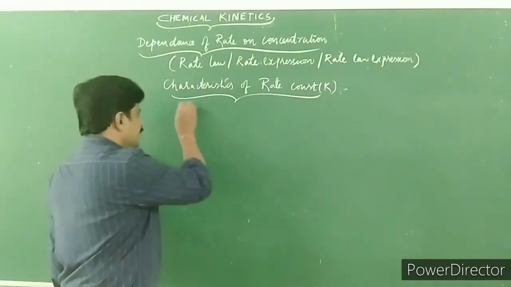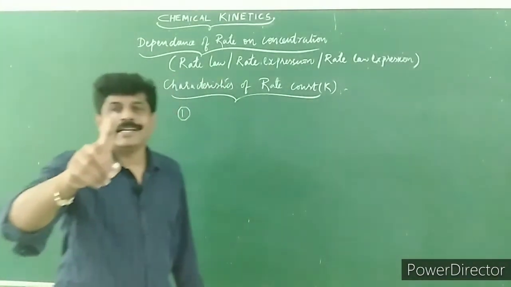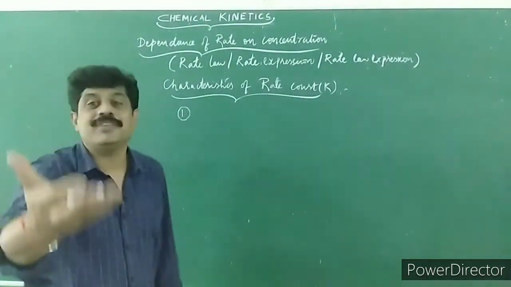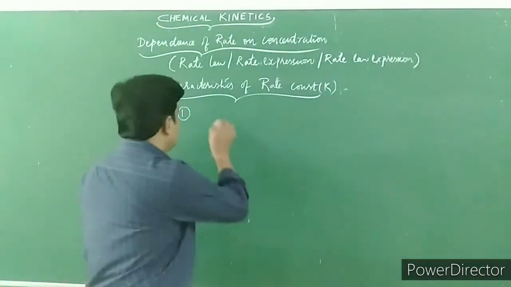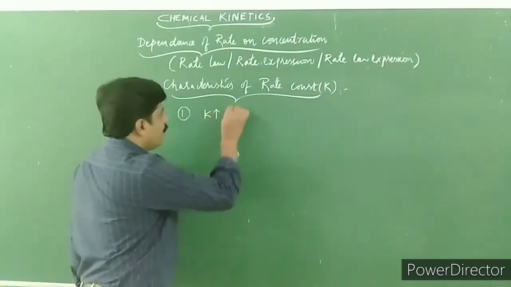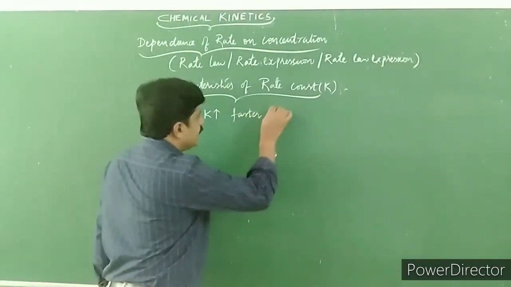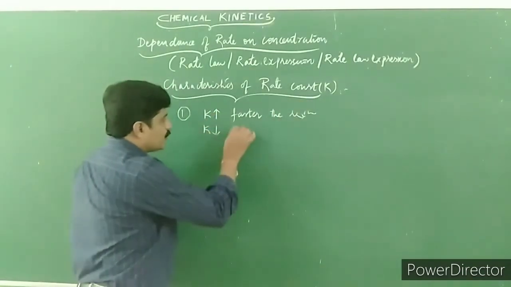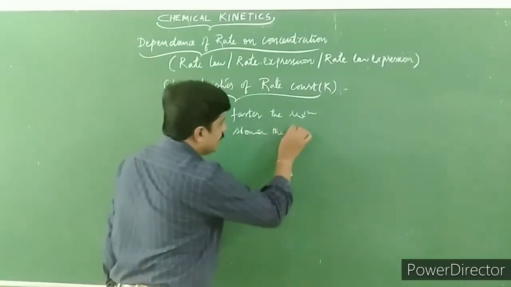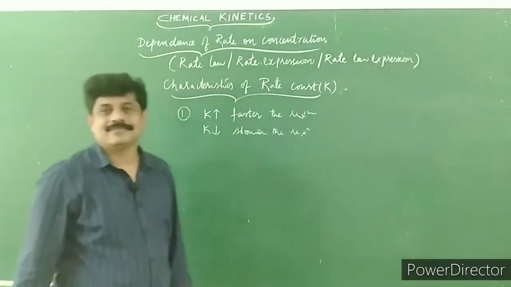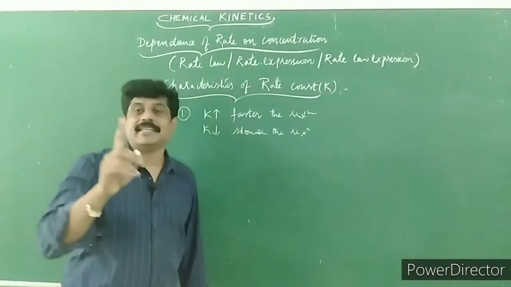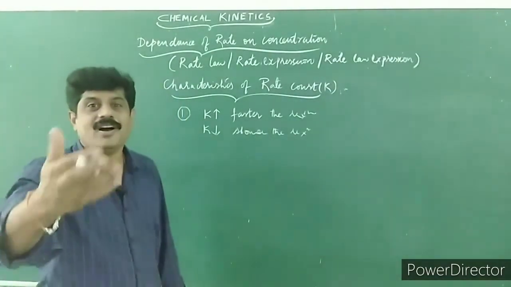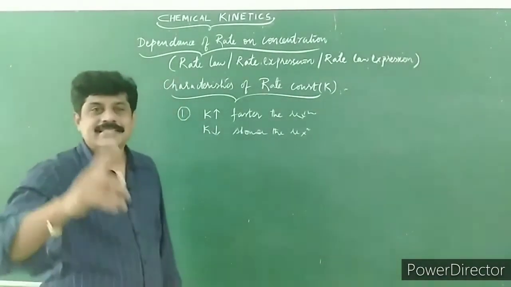Children, first one, remember, a rate constant is a measure of the speed of the reaction or rate of the reaction. Remember, the larger the K value, the faster is the reaction. Hope you understand that. The lesser the K value, the slower is the reaction. That is why just by seeing the K value, you can decide whether the reaction is occurring at a faster rate or slower rate.